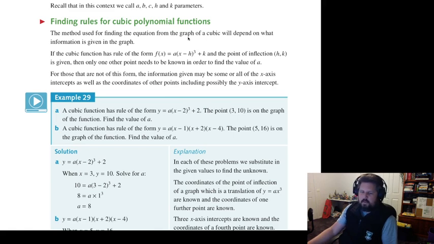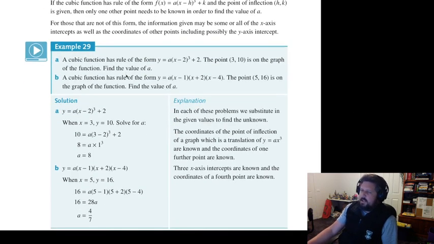Or they might give you some x-intercepts of a cubic. You go, okay, well, I've got the x-intercepts, I'm going to use this particular format when solving it. Yep. It says here, for those that are not in this form, the information given may be some or all of the x-intercepts as well as the coordinates of other points, including possibly the y-axis intercept. Cool. So they're saying they're going to give you some information. You need to make a decision here as to which one you're going to use. Let's have a look at this in action.